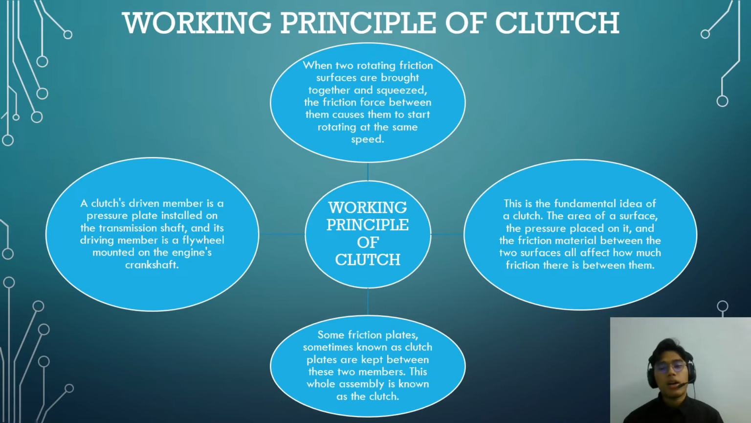The area of a surface, the pressure placed on it, and the friction material between the two surfaces all affect how much friction there is between them. This friction creates what is known as the clutch. Pressure is kept between these two members. This whole assembly is known as the clutch.